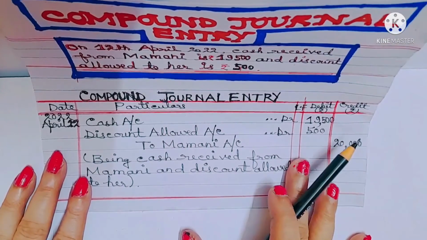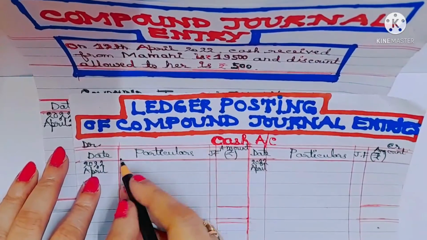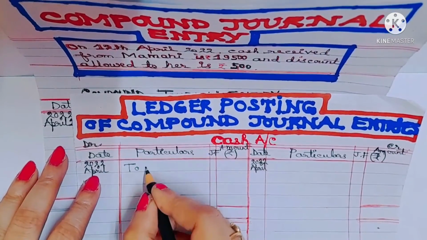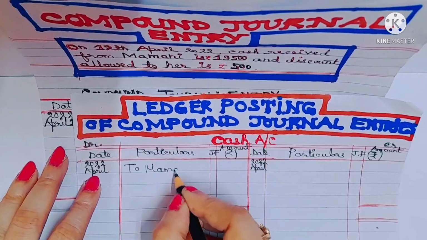I have already told you. We'll write cash account on the debit side, to Mamuni account. What is the date? 12th April.